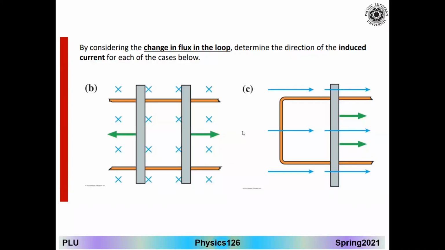Hey guys, so here is one more example of applying Lenz's law. Let's start with figure A. In this case, the two rods go away from each other, so the loop area will increase. The loop increase leads to the flux increasing as well.